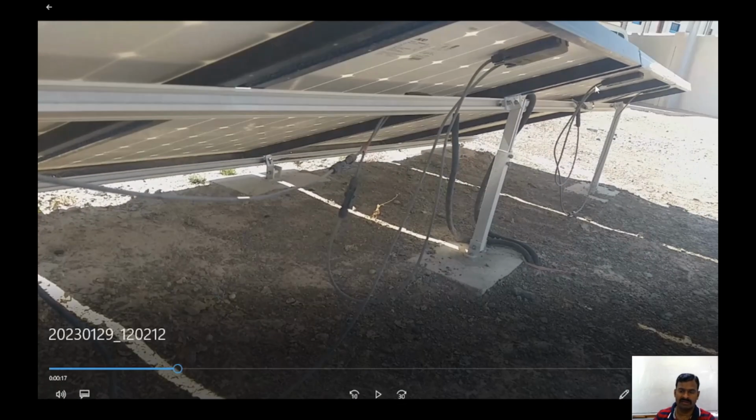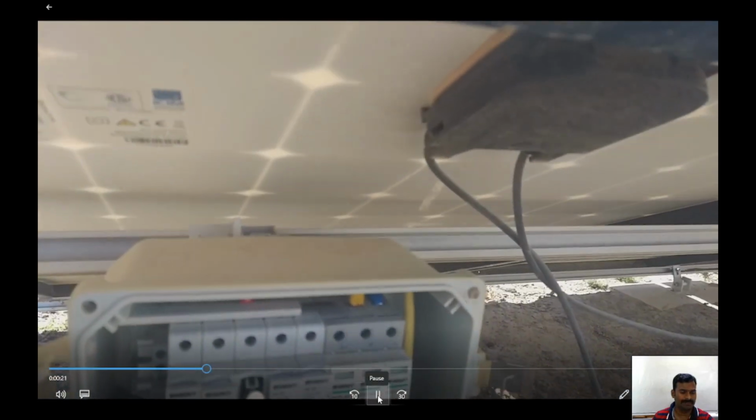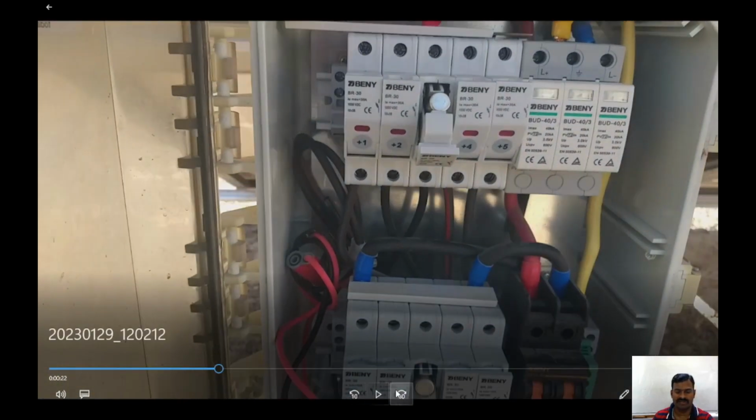Here the positive and negative terminals are taken from the panel, and they go to the combiner box. In this combiner box I have the positive terminal fuse boxes here and the negative terminal fuse boxes here, and just parallel to that I have the SPD connector. The positive terminal bus bar is connected to the positive of the SPD, and the negative terminal output of this fuse box is connected to the negative terminal here, and the output of this is connected to ground.